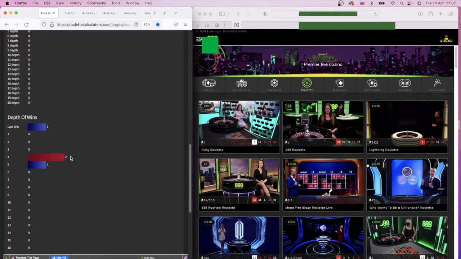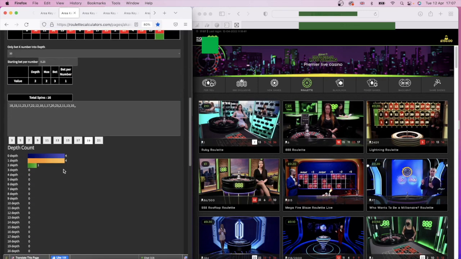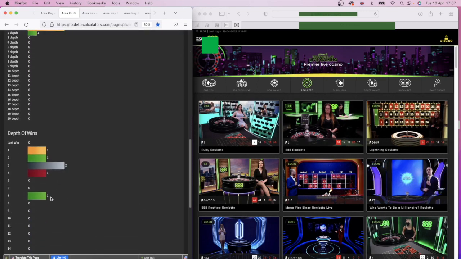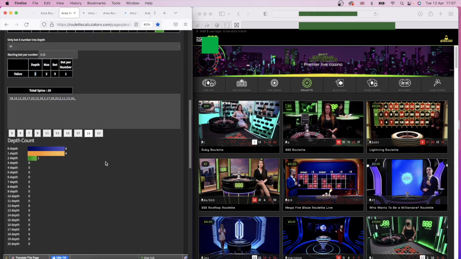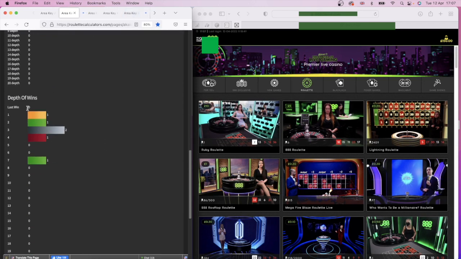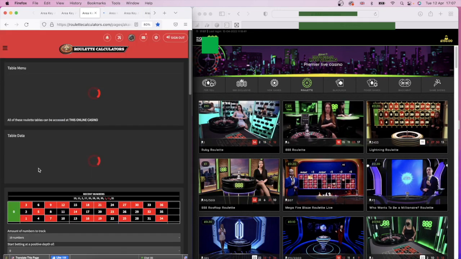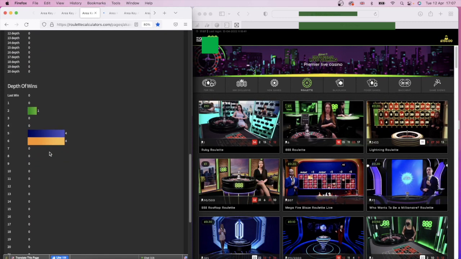Here we've got a depth of 0, 2, 0, 0, 0, 1. Not too bad. Let's have a look at the next one. Okay, so we've got plenty of 1s and a 2. That's currently on a 2 at the moment. So yeah, you could do a single bet progression, depth of 1 and 2. But let's see if we can find anything a bit better.